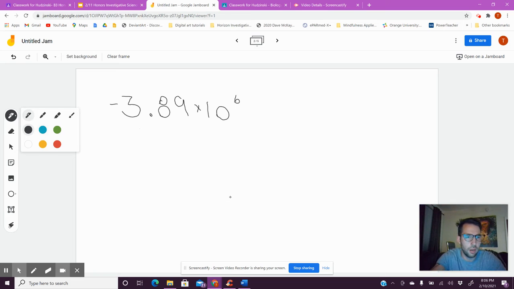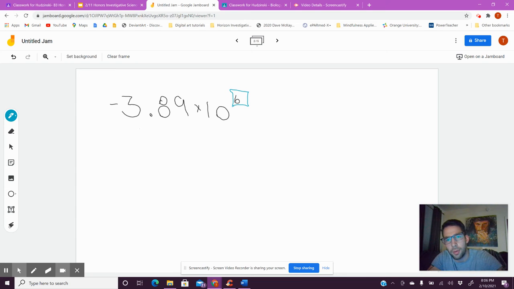So I am looking here first at my exponent, which is 6. That's how many times I'm going to move my decimal. And since it is positive, I am moving my decimal to the right. So here's my decimal. I need to move it 6 times to the right. 1, 2, 3, 4, 5, 6.